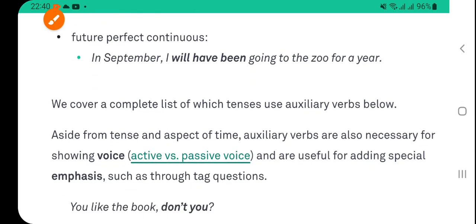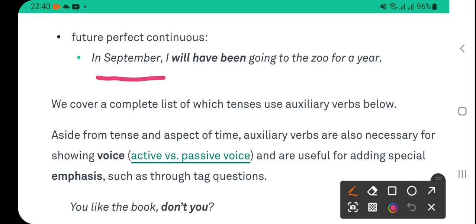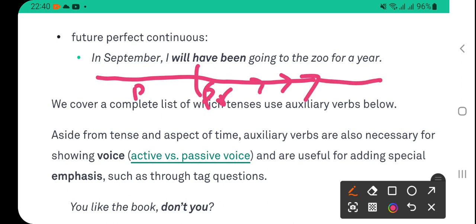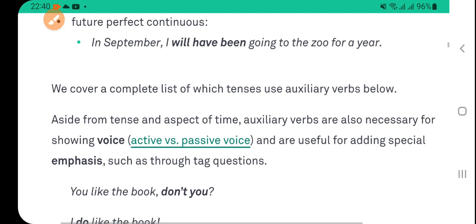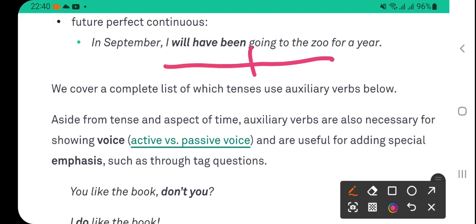Then future perfect continuous tense. Suppose this is a timeline, right? And this is past, this is present, and this is future, for example. So here future continuous is any activity which will continue in the future. Suppose right now this is July. So in September, somewhere here, I will have been going to the zoo for a year, right? So that's future planning here somewhere. So that is continuous this way.